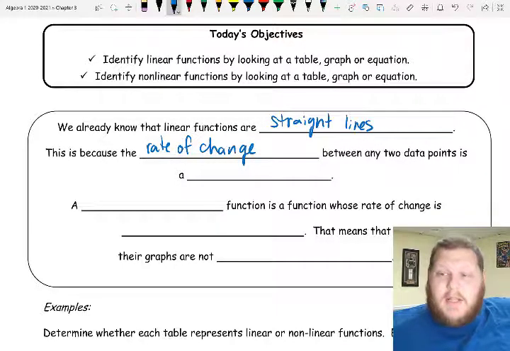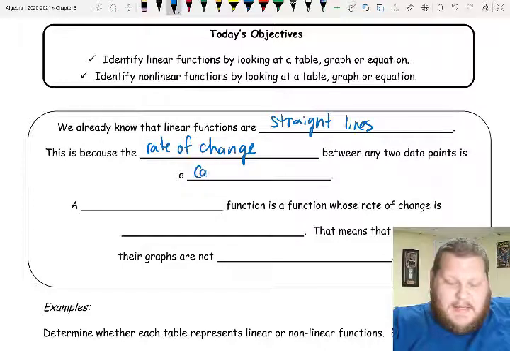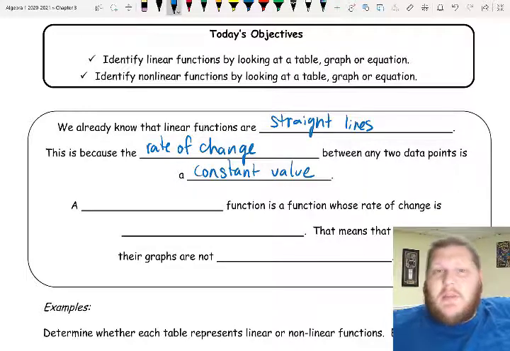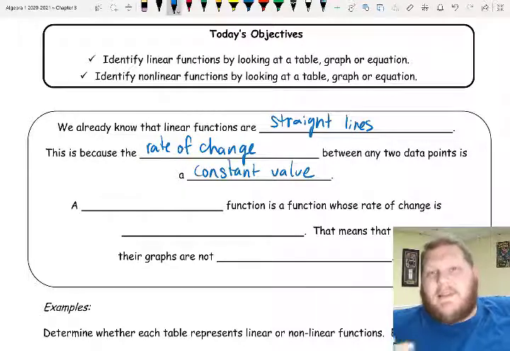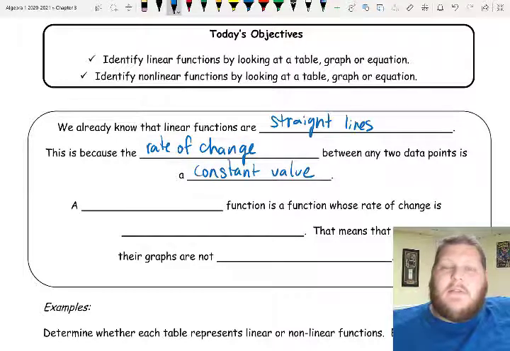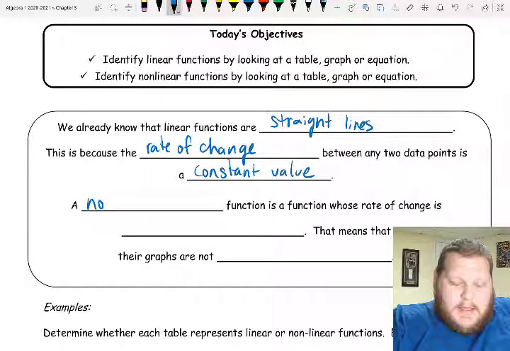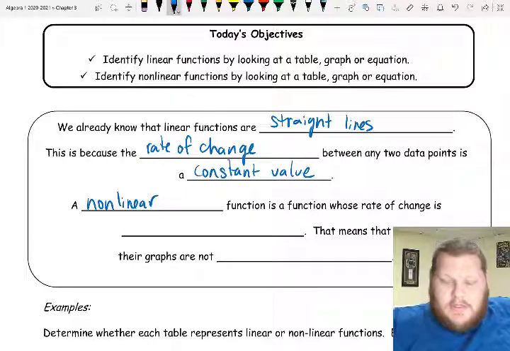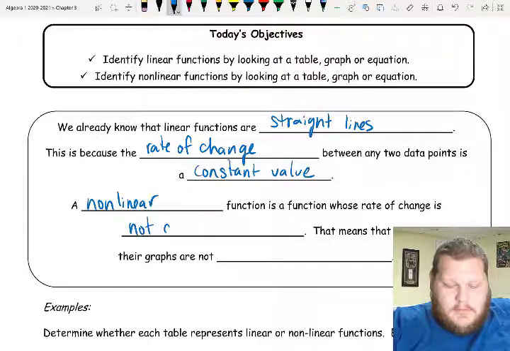Because the rate of change between any two data points is a constant value. So if I look between any 2 points, the x values and the y values between those different points, like my inputs and my outputs, change at this constant rate. If we have a constant rate of change, that means my function is going to be linear. A nonlinear function is a function whose rate of change is, of course, not constant.